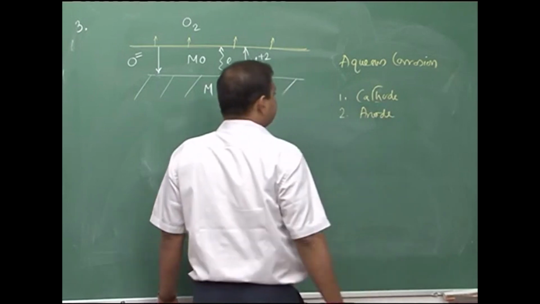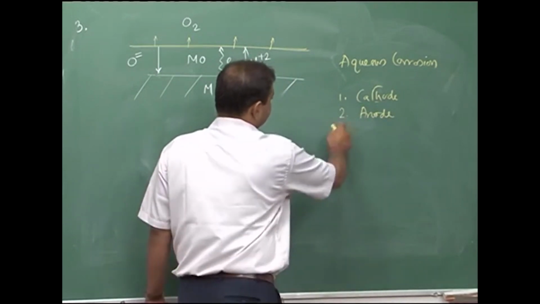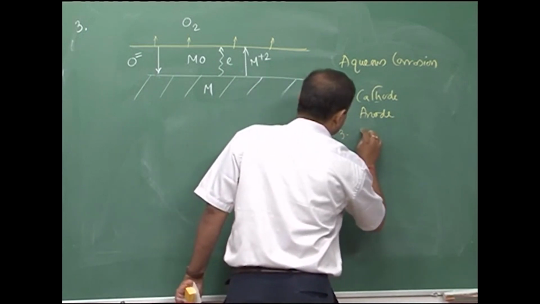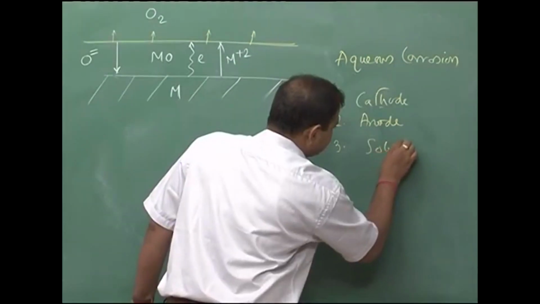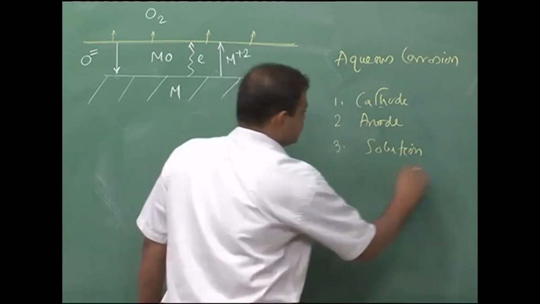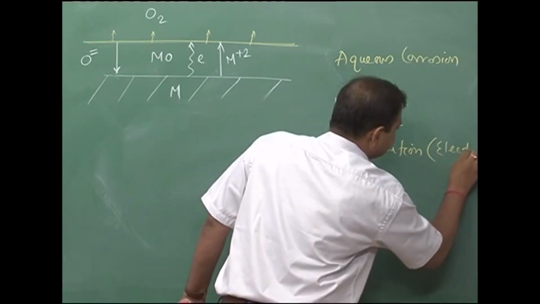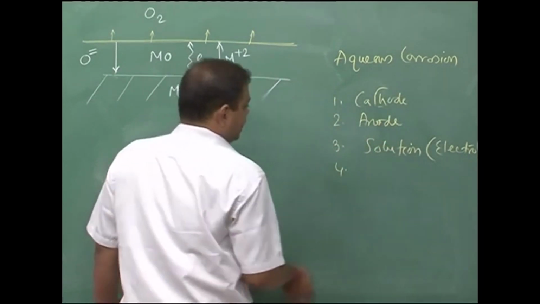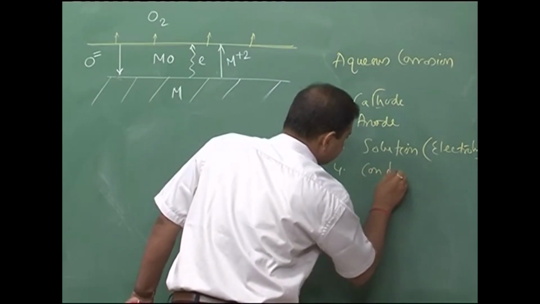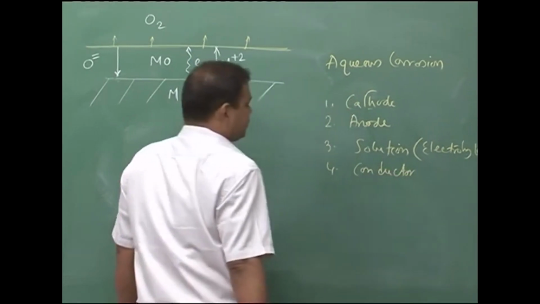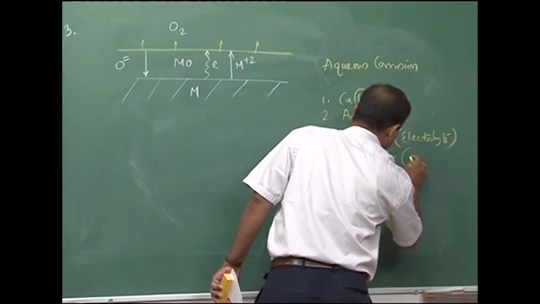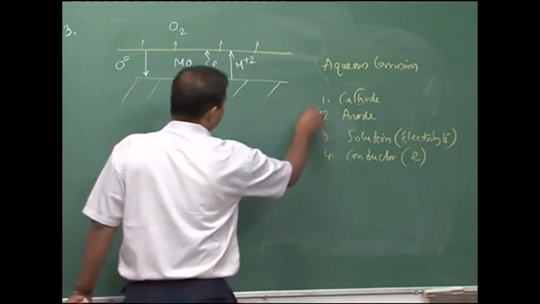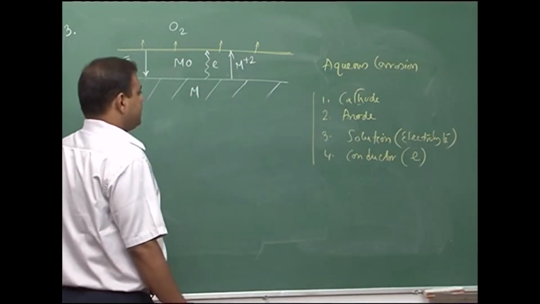So, on the cathode surface the cathodic reaction would happen, and on the anode surface the anodic reaction would happen. Then the third component is a solution, which is nothing but the electrolyte. Then we have the conductor, which actually transfers electrons. So, these are the 4 components for aqueous corrosion.